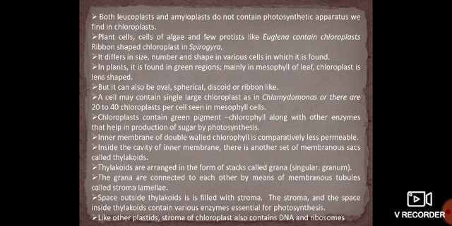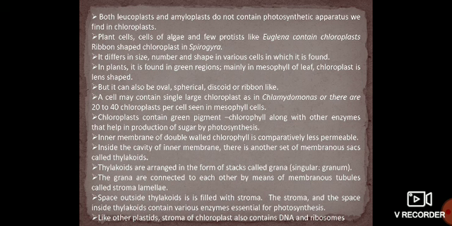Sometimes these chloroplasts can also be oval shaped, spherical, discoid, or ribbon like. So shape varies. A cell may contain one large chloroplast, for example Chlamydomonas, or there may be 20 to 40 chloroplasts per cell in a mesophyll cell. So number can also vary. Chloroplast contains green pigments called chlorophyll, along with other enzymes which help in the process of photosynthesis, making food for the plant.